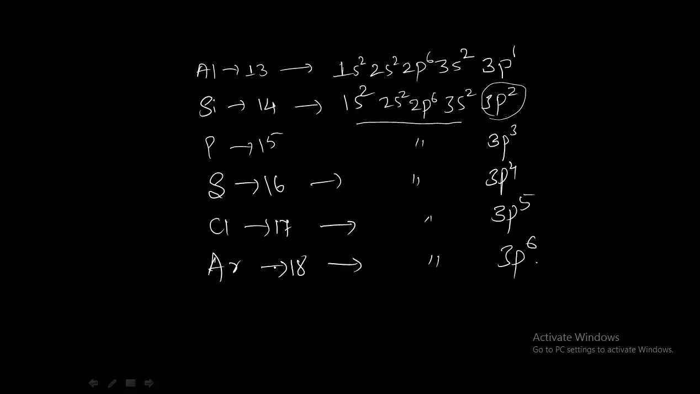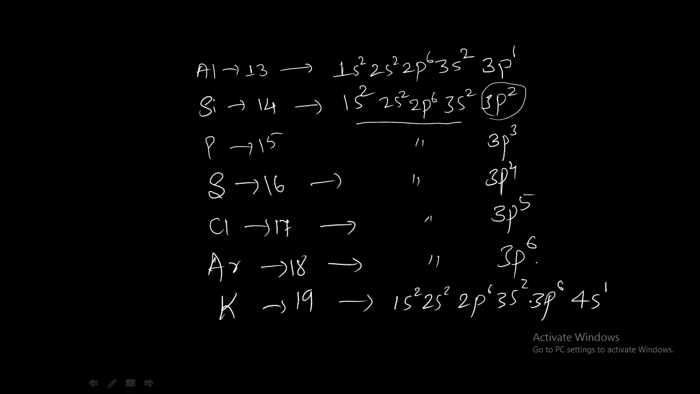Now after argon, which element will come? Potassium, its atomic number is 19. So the electronic configuration will be 1s2, 2s2, 2p6, 3s2, 3p6. Next, where does the other electron go? It will fill up in 4s1. Here we will write 3p6, 4s1.